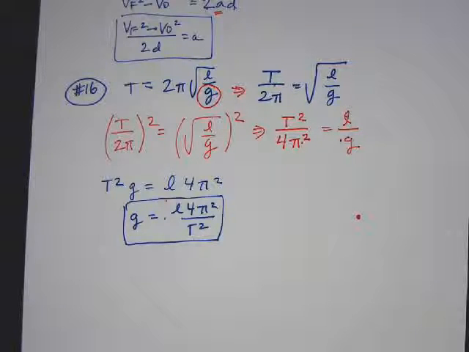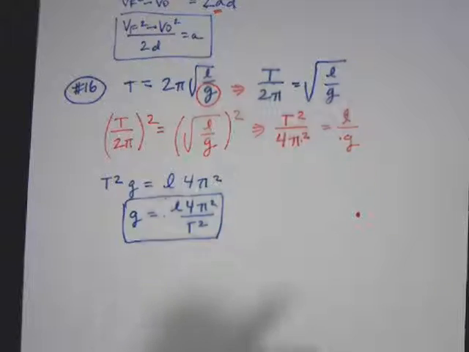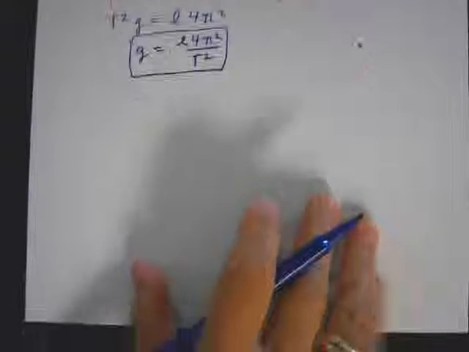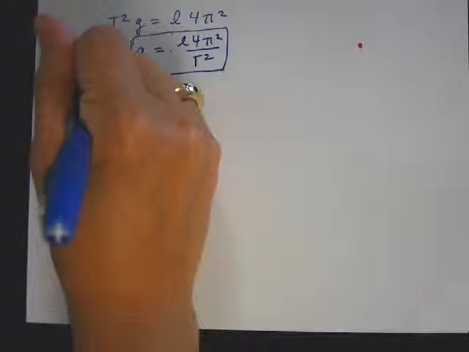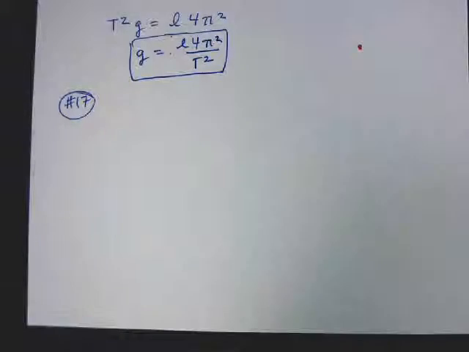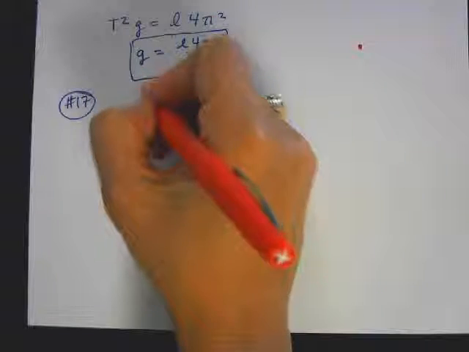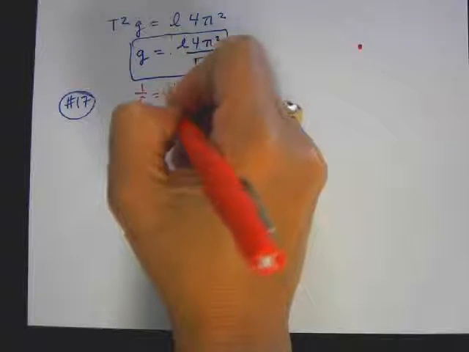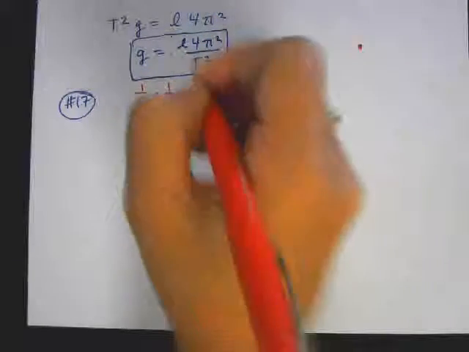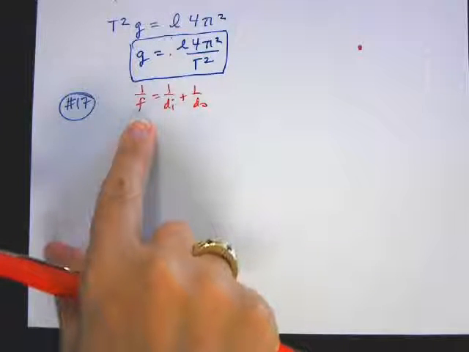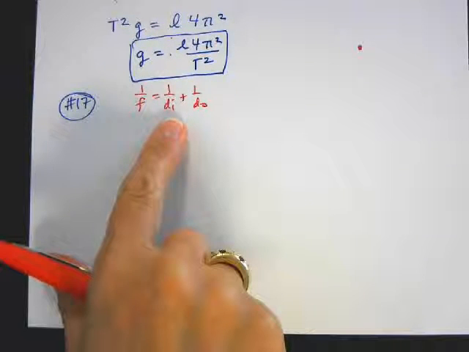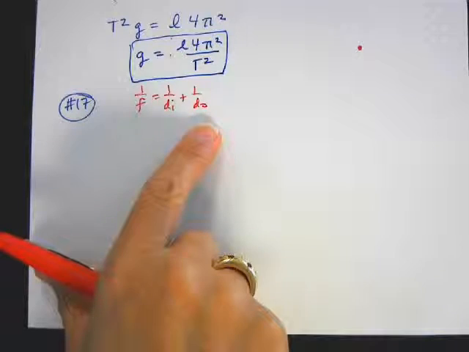Okay, now we'll look at number 17. In actuality, there's a physics equation that's not written on here. It says 1 over f is equal to 1 over d_i plus 1 over d_o. That's the physics equation for 1 over the focal length is equal to 1 over the distance of the image plus 1 over the distance of the object. But sometimes those variables might scare you.